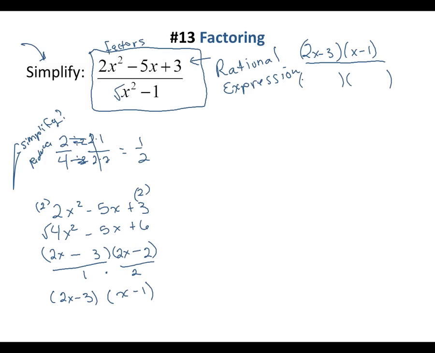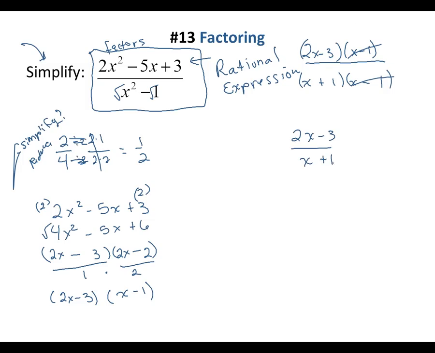But here we have a 2 common, don't we? So we end up with 2x minus 3 times, when I divide these both by 2, I get x minus 1. So leave the factor at the top: 2x minus 3 times x minus 1.